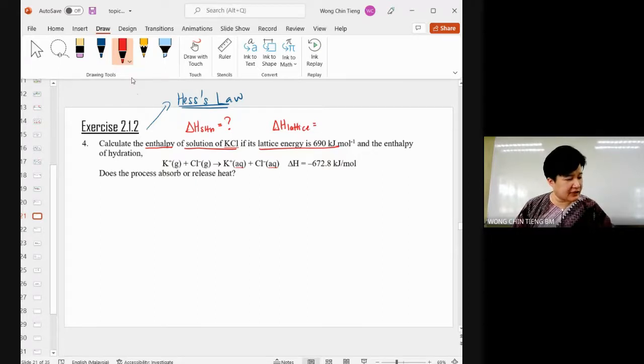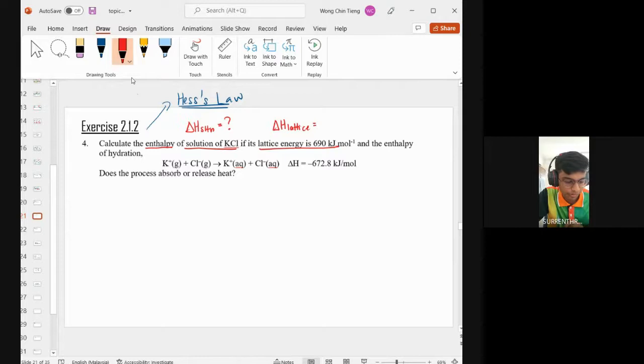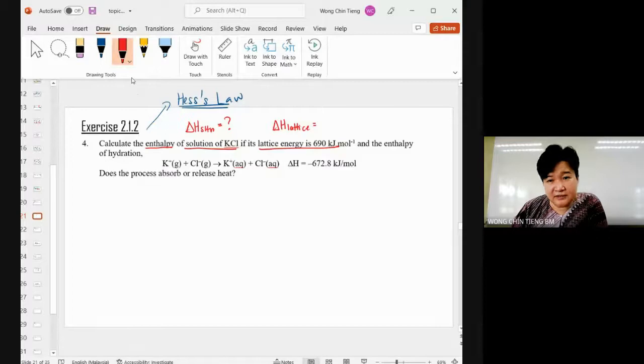Ataupun boleh positif, boleh negatif. Oh, lupa dah. Negatif. Dia boleh dua-dua ya. Lattice akan depends pada soalan, dia boleh dua-dua, betul? Betul ke? Ke saya salah? It says heat release. It say heat release. Negatif. Okay. So negative. Negative, I think negative.